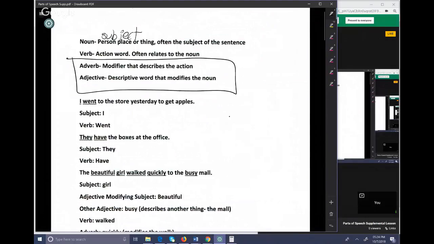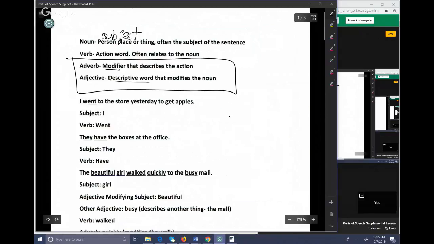How do we identify an adverb and how do we identify an adjective? An adverb and an adjective have one big thing in common, which is that they are modifying words. They don't have to be there. The subject and the verb, the primary verb that the subject is doing, those have to be there. You could put adverbs all over the place in a sentence, or you could put no adverbs in a sentence at all. And same thing with adjectives.